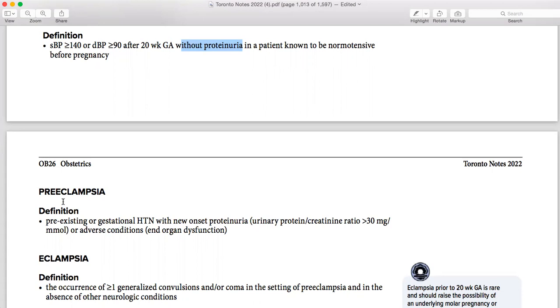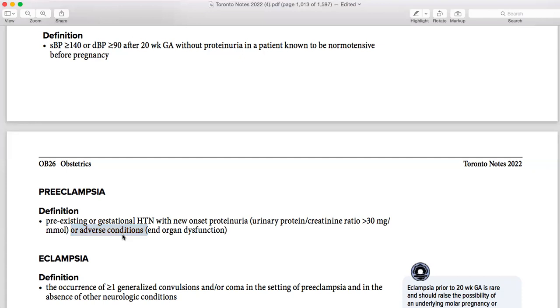But if somebody is not having proteinuria and any other organ is being damaged, like any adverse condition, see, it's written as new onset of proteinuria or adverse conditions. So it could be either this or this. It is not necessary that she presents with proteinuria. If she is presenting with high BP and visual disturbances, maybe headaches, maybe something else like pain in the abdomen, it could present with anything like this, so it could be labeled as preeclampsia. So you need to know the differentiation: proteinuria alone is not preeclampsia.